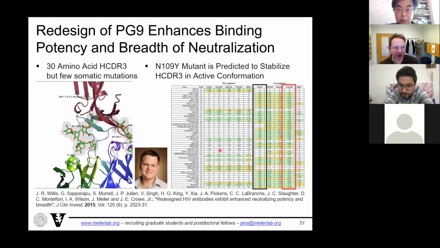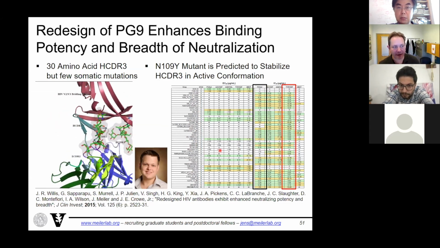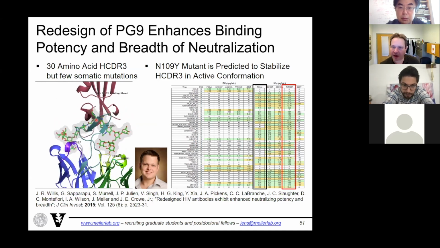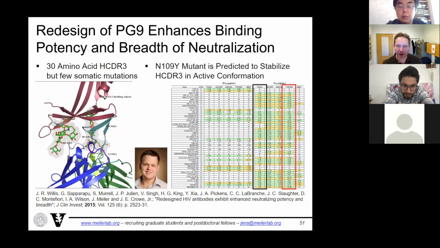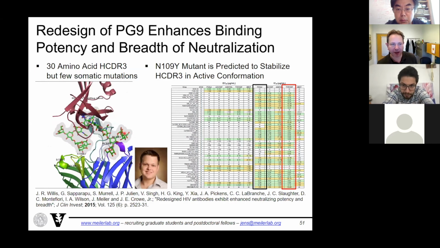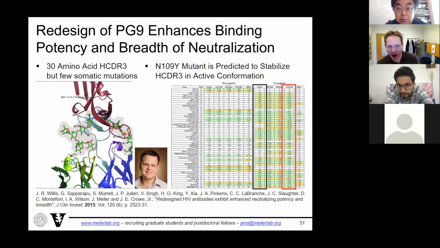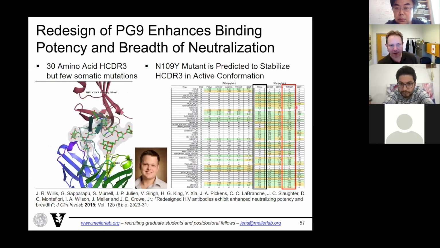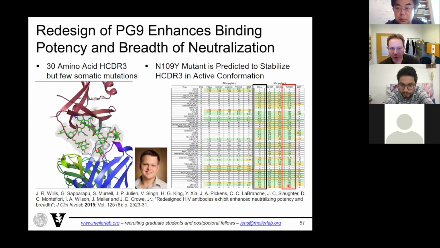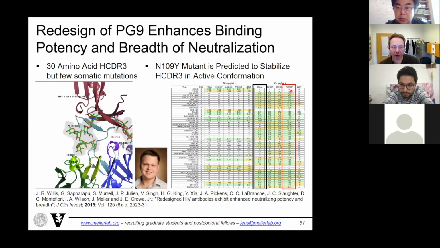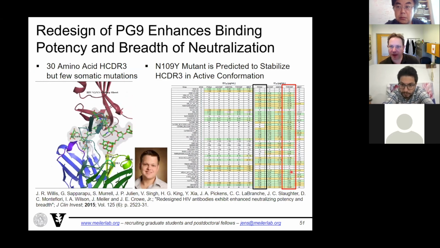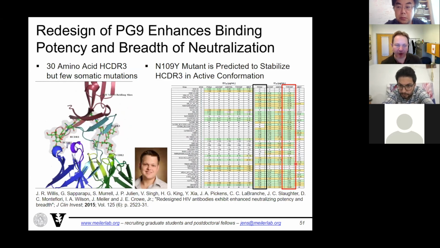So we can put this in the computer and redesign this loop and ask what's the best sequence to neutralize them all. And if you do that, we tested, in this case, 4 different variants of this. If you do that, we found this one variant, this one mutant here, which is about twice as broad, neutralizes about 80% of the panel, and it's about 4-fold as potent. So you need 4 times less of the antibody to neutralize.